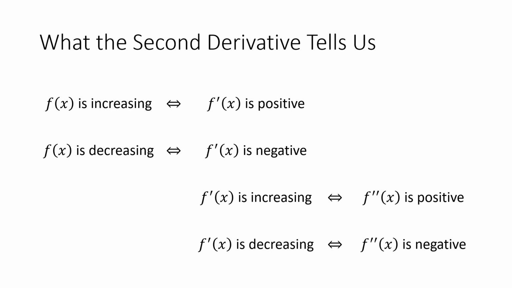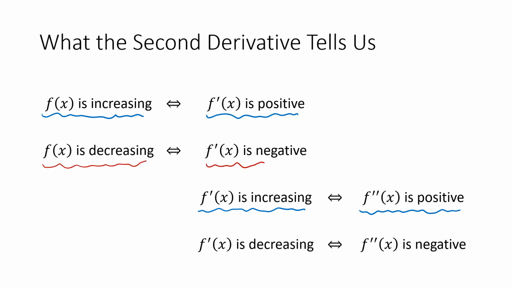We can apply this principle to the function f prime itself. So when f is increasing, f prime is positive. So we can apply that to f prime so that we say when f prime is increasing, f prime prime, in other words f double prime, is positive. It's the same principle just applied to the function f prime. Similarly, we have when f of x is decreasing, f prime of x is negative. So when f prime of x is decreasing, f double prime of x is negative. Again, the same principle just applied to the function f prime.